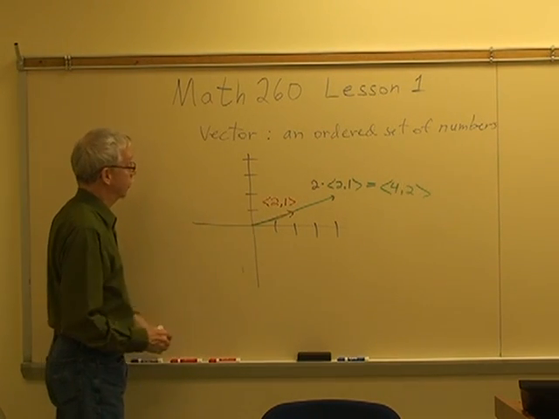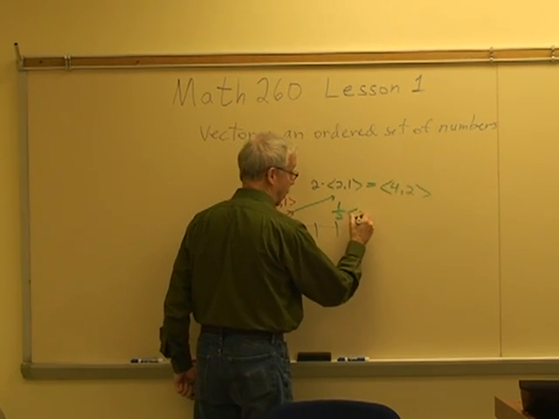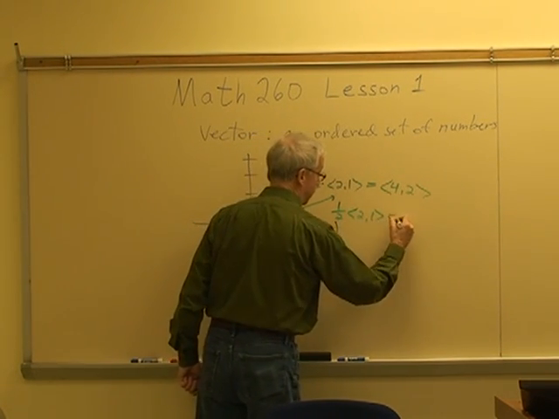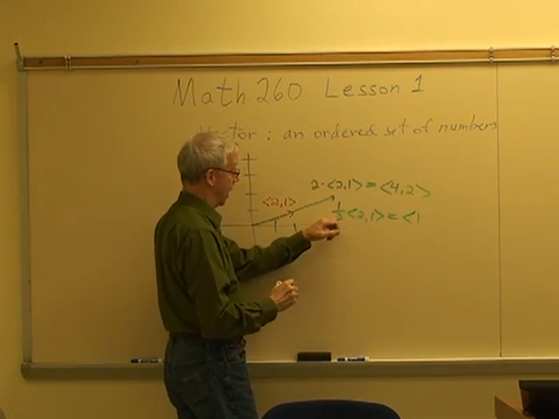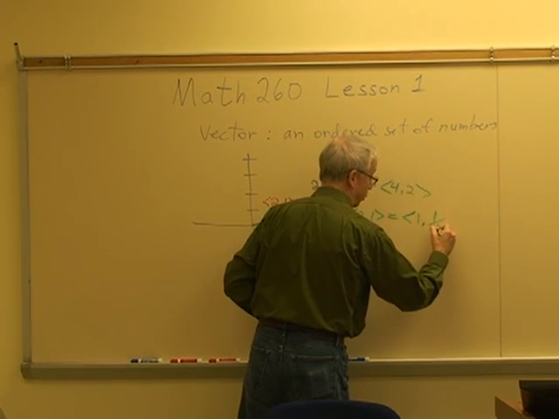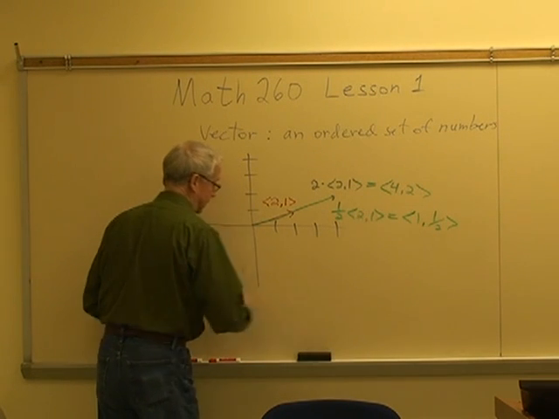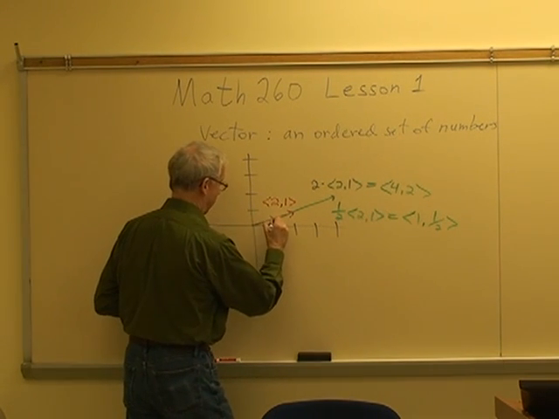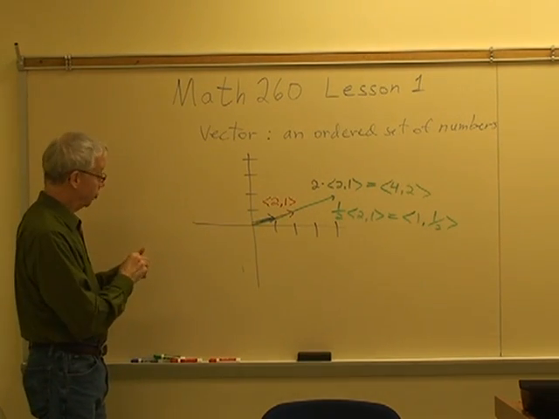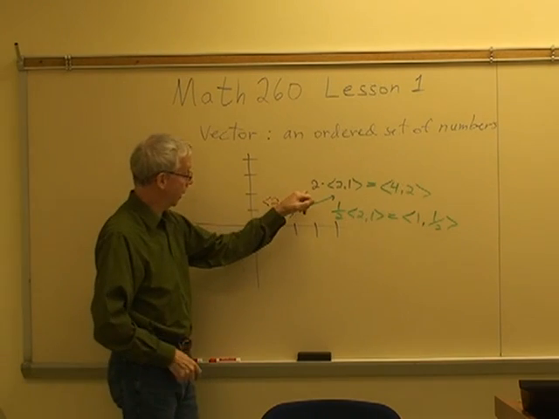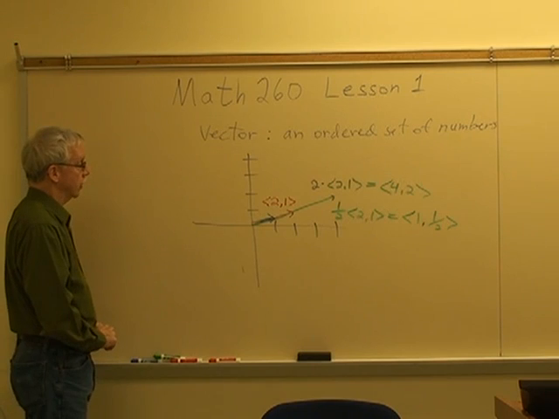If I want a vector that's half the length, that is 1/2 of 2, 1, I simply multiply each element by a half. 1/2 of 2 is 1, and 1/2 of 1 is 1/2. So that would be the vector 1/2 of the original vector, and that would look like this. So to do scalar multiplication of vectors, I simply take the scalar and multiply it by each element, and that gives me the resulting vector.